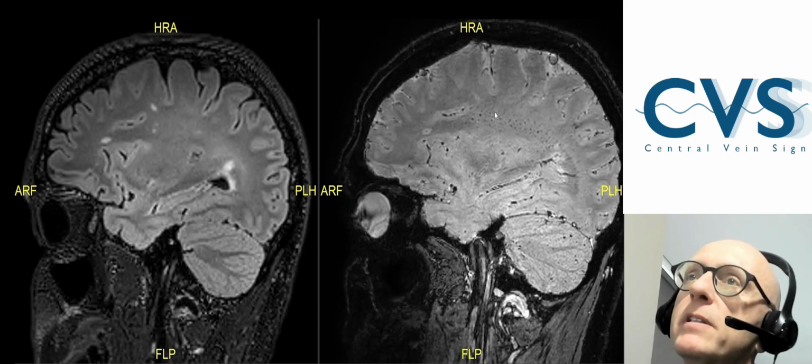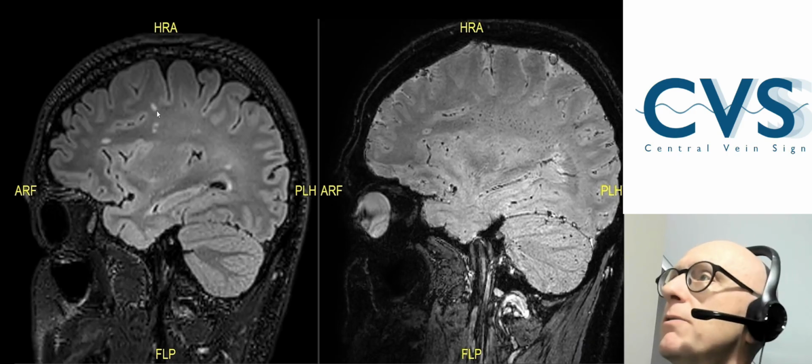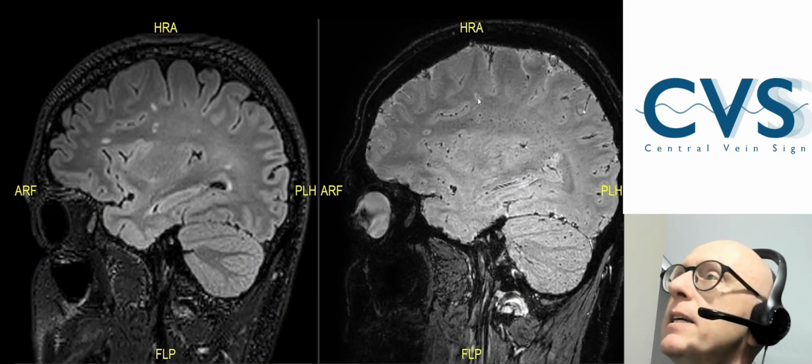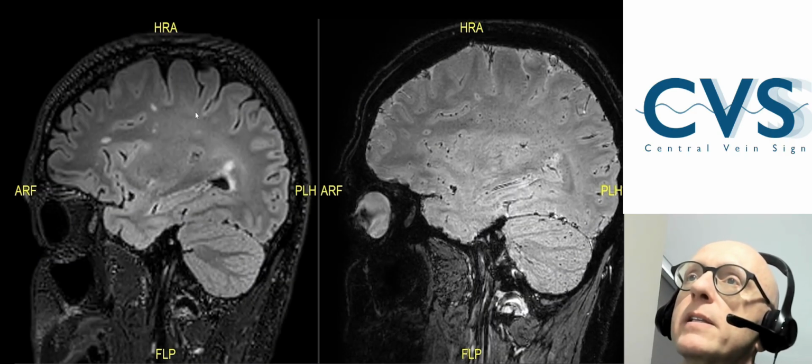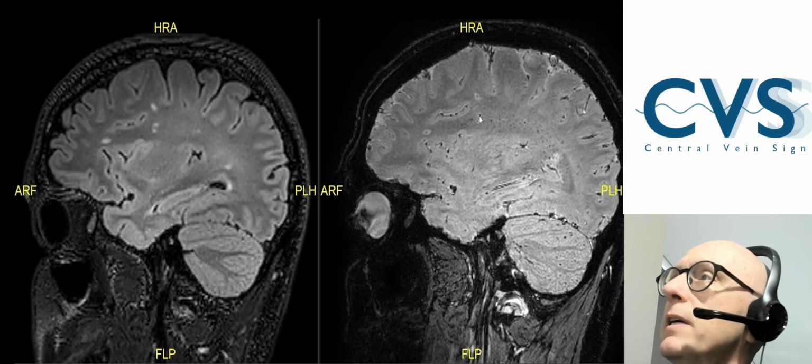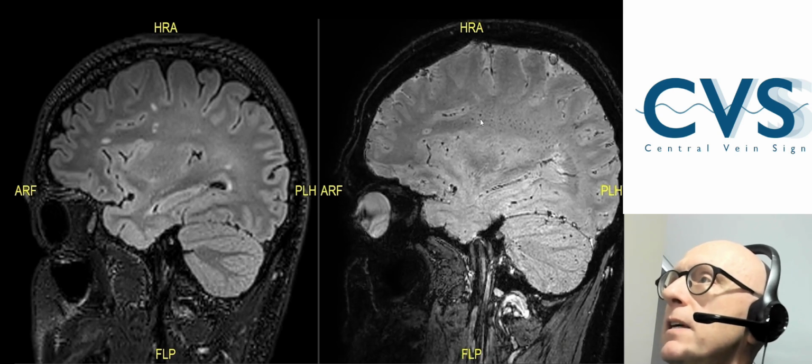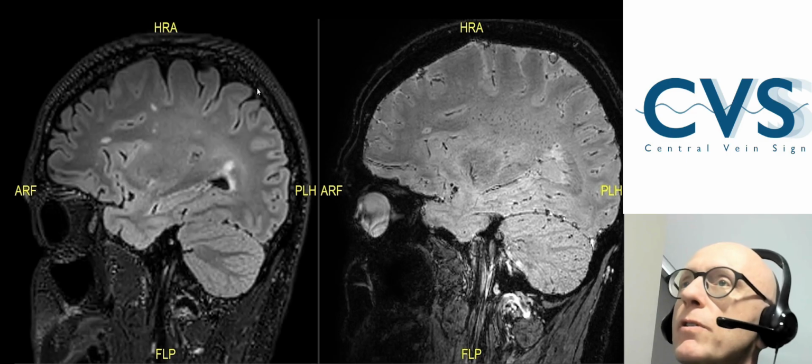And actually, when we start to look at some of these other lesions that we've got, although quite small, we can also see some very clear central veins. So there's another one up here, and within this lesion here, we've also got a small visible central vein. And in fact, as you scroll through the image, the more you look for, the more you see.